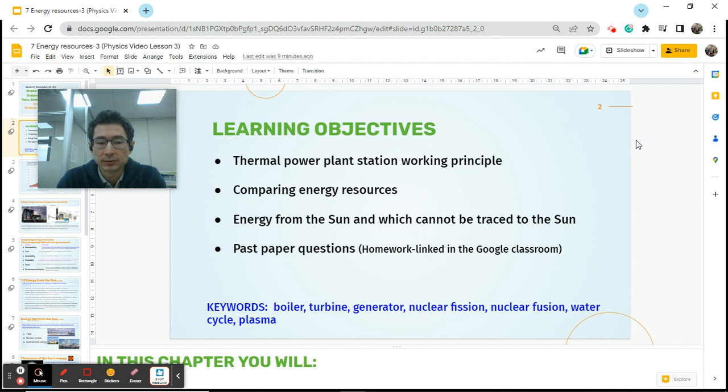And there will be homework, which is past paper questions, and it will be distributed through Google Classroom. We're going to learn about these keywords: boiler, turbine, generator, nuclear fusion, water cycle, plasma. Some of them. Let's carry on then.